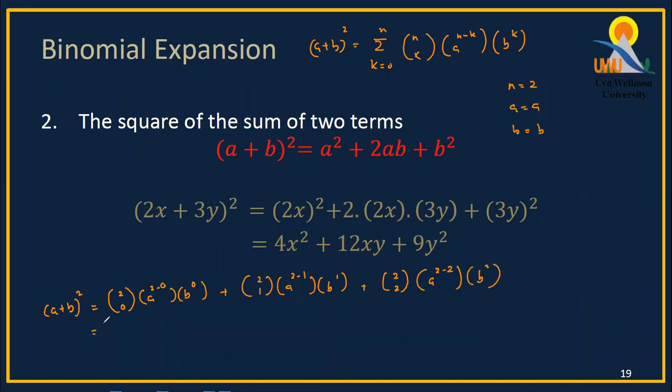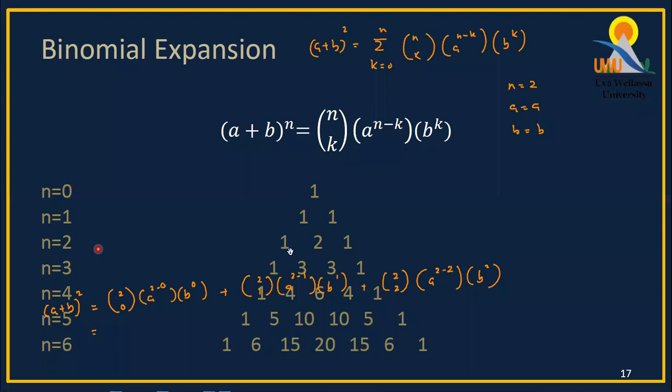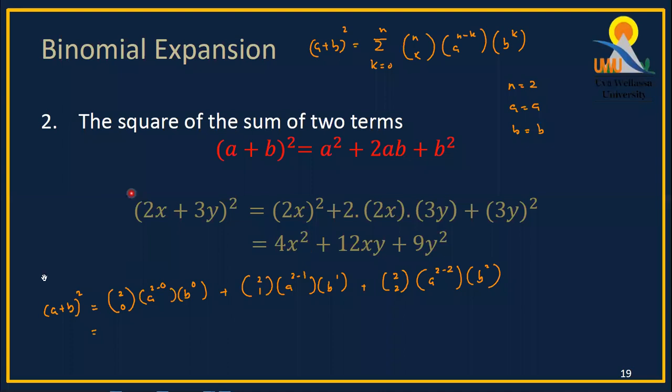If you perform the calculation using what you have learned under the Pascal triangle, here it is 1, 2 and 1 for n equals 2. Therefore, using those values, we get 2C0 equal to 1, here we will get the value 2, and here the value is equal to 1. A to the power 2 minus 0 is a squared. B to the power 0 is 1. A to the power 2 minus 1 is a to the power 1, which equals a. B to the power 1 equals b. Here a to the power 0 and b squared is here.